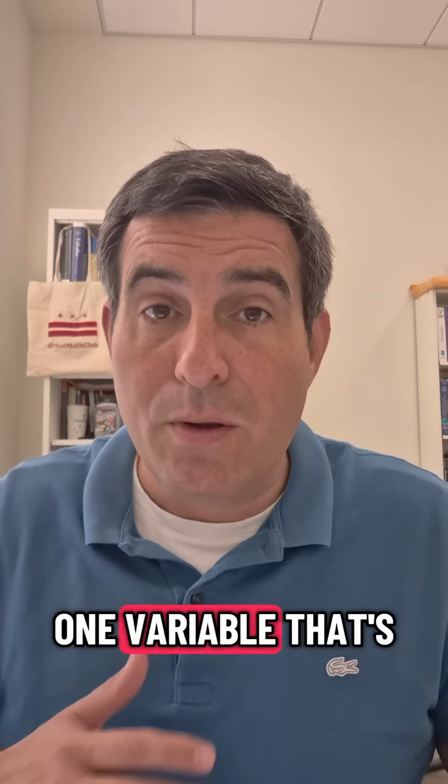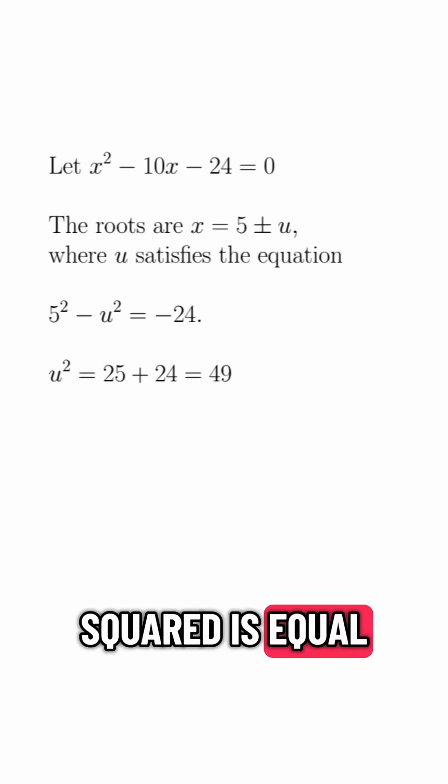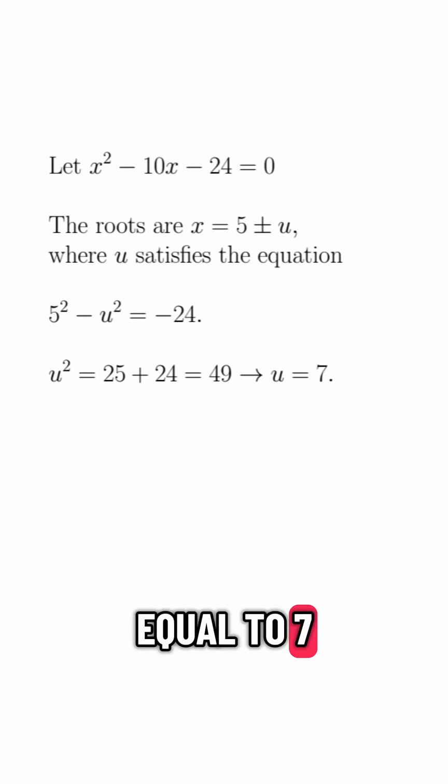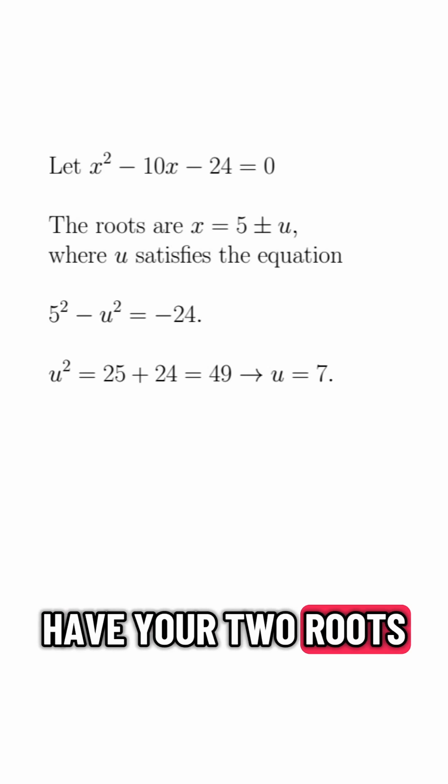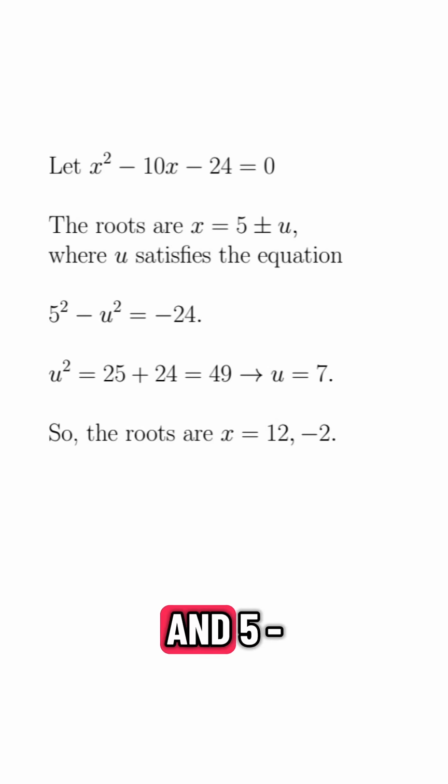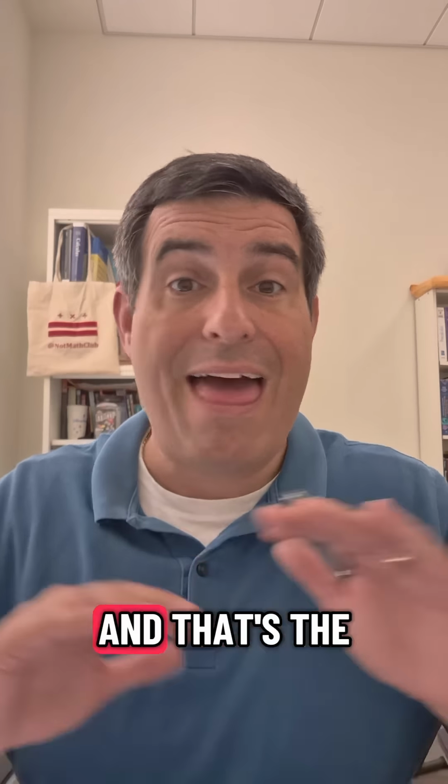But there's only one variable. That's easy to solve. You get u squared is equal to 49, or u is equal to 7. Since it's plus or minus, we don't care if it's positive 7 or negative 7. And now you have your two roots, 5 plus 7, which is 12, and 5 minus 7, which is negative 2. And that's the way the method works.